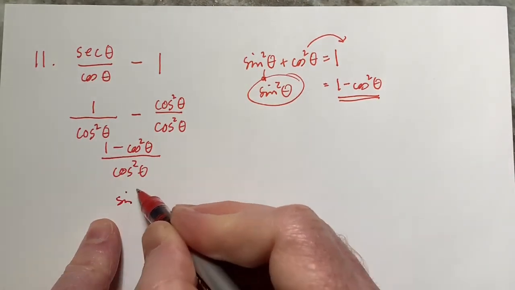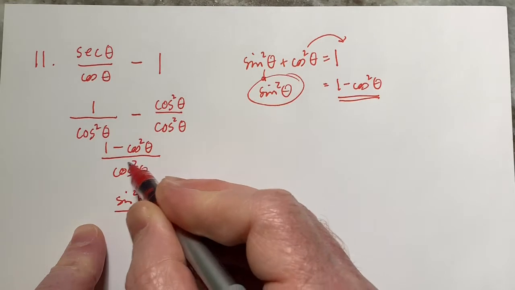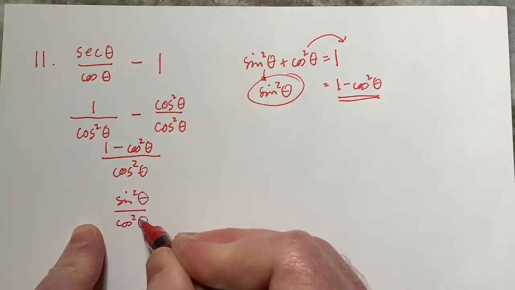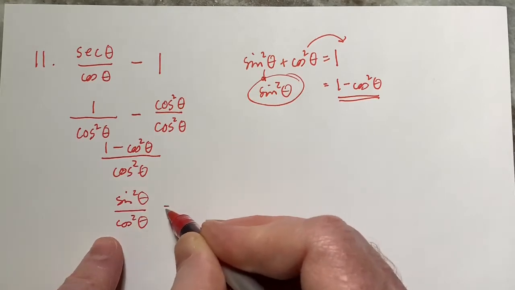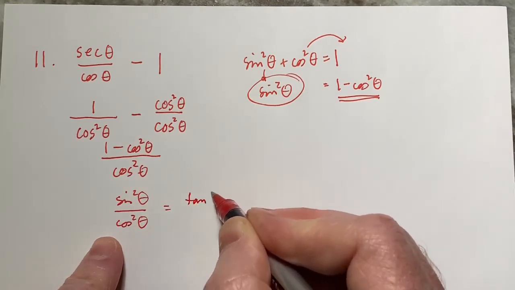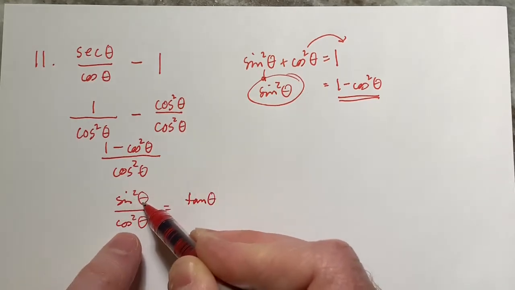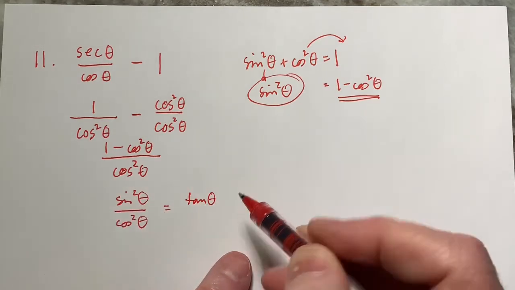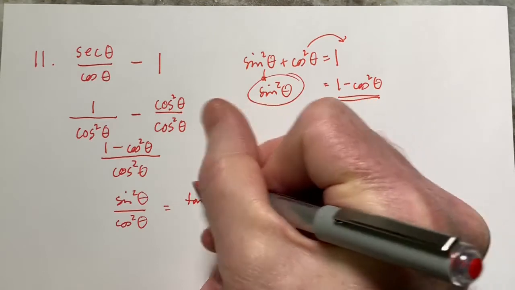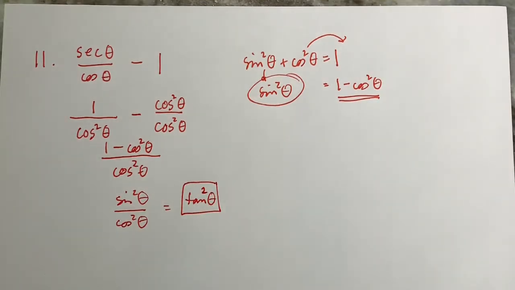I'm going to put a sine squared theta in its place, copy down the cosine squared, and wait, what's sine over cosine? If sine over cosine is tangent, and all the squared means is that I have 2 sines and 2 cosines, then I should have tangent squared theta. And that's my number 11.